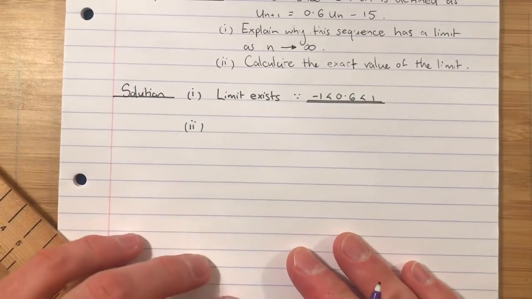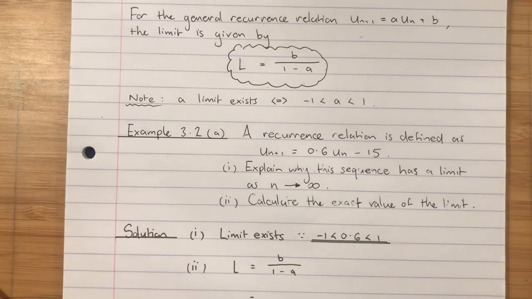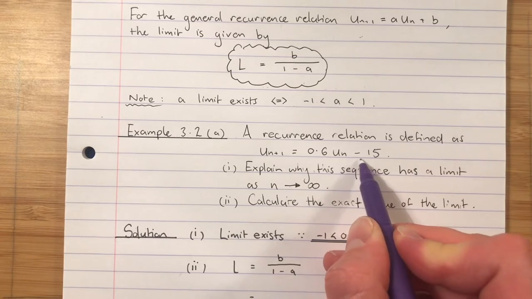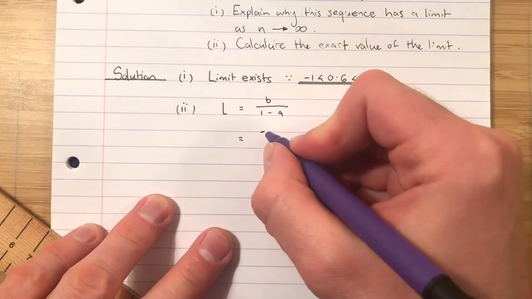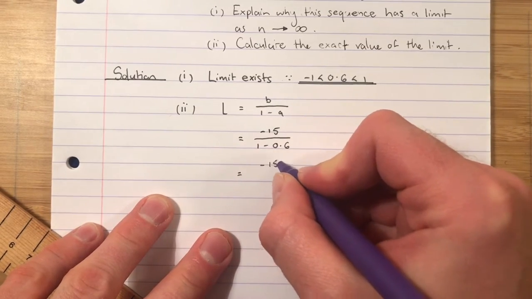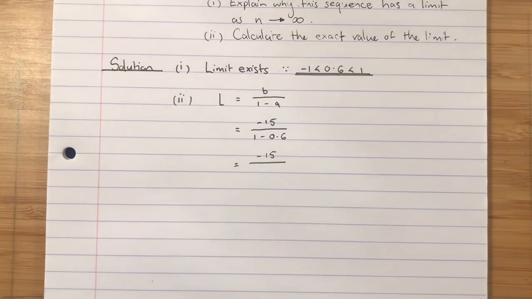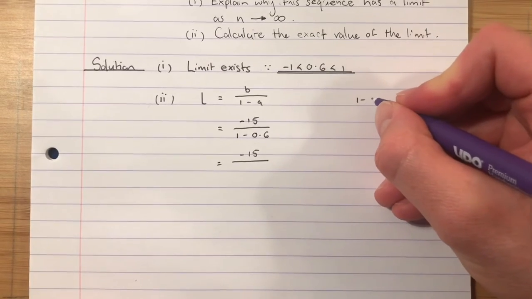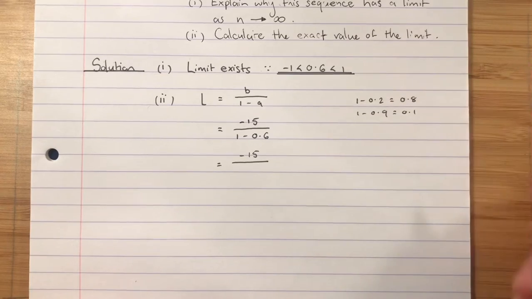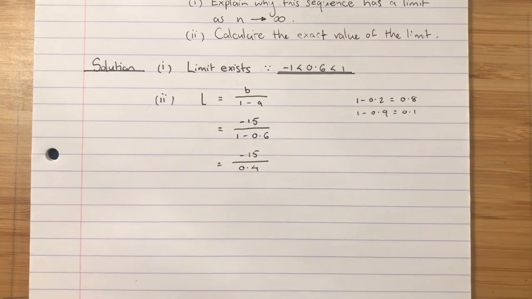So part 2, calculate the exact value of the limit. Well, we'll use the limit formula. It's b over 1 minus a. And we'll substitute in. So for this recurrence relation, this is the value of a, and this minus 15 is the value of b. So it's b over 1 take away a. B is minus 15 over 1 take away 0.6. So that's minus 15 over, and I reckon about a third of the people watching this video won't immediately know the answer to that. 1 take away 0.6. So don't copy these down, but I'll tell you that 1 take away 0.2 gives you 0.8. And 1 take away 0.9 would give you 0.1. So it's really just like 10 take away 9 is 1, 10 take away 2 is 8. So 1 take away 0.6 is 0.4. And you will just get used to doing those.